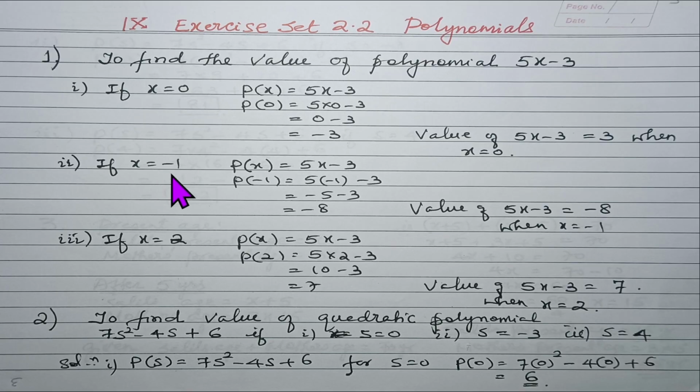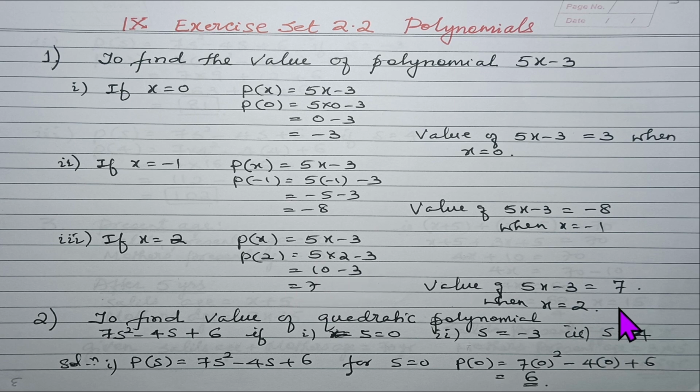When x is equal to minus 1, putting the value of x as minus 1 here, 5 into minus 1 minus 3, minus 5 minus 3, minus 8. So the value of 5x minus 3 is minus 8 when x is equal to minus 1. When x is 2, then p of x is equal to 5x minus 3, p of 2 is equal to 5 into 2 minus 3, that is 10 minus 3, and that is equal to 7.